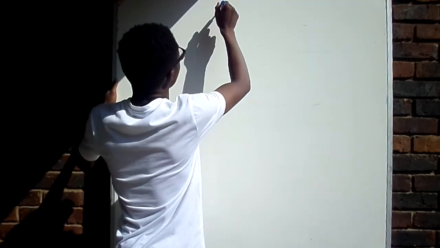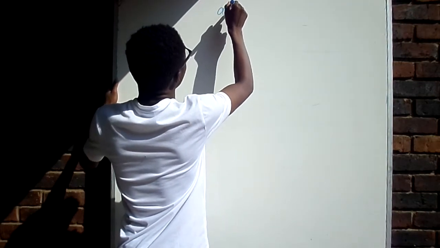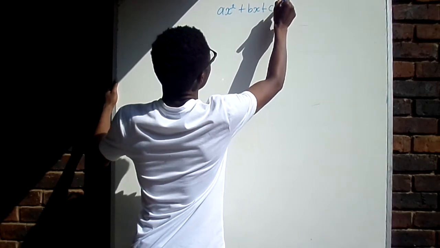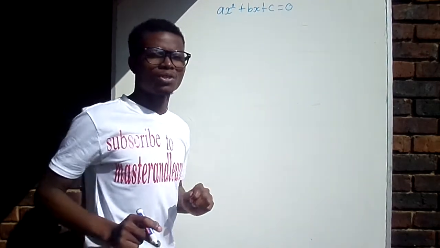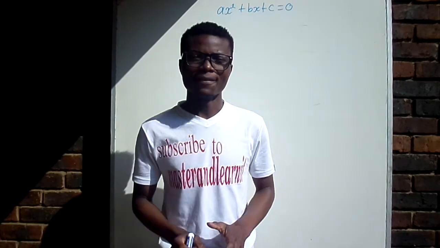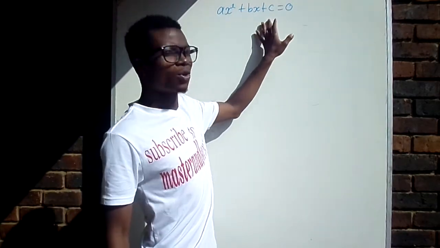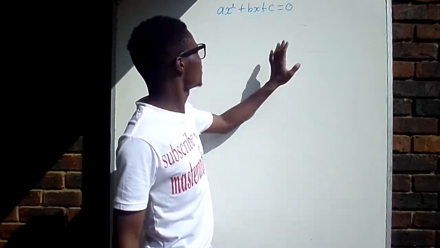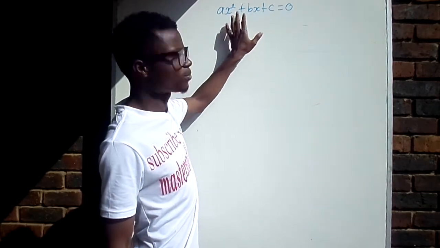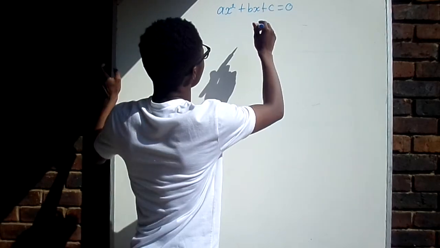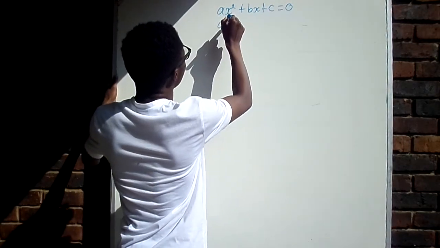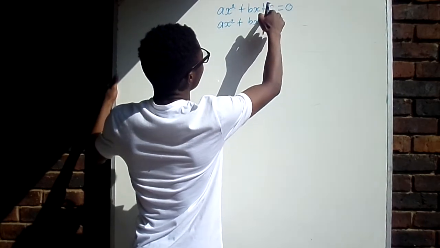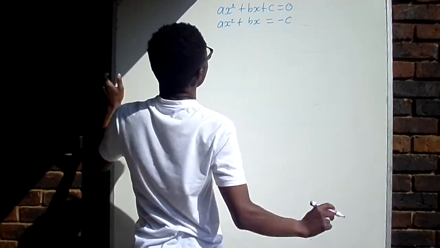A quadratic equation of the form ax squared plus bx plus c is equal to 0 is used to derive the quadratic formula. The first step is to transpose all constant terms to the right hand side. A constant term is a term that does not involve x. So you can see that c is the constant term. We have ax squared plus bx is equal to, transpose c, becomes negative c.